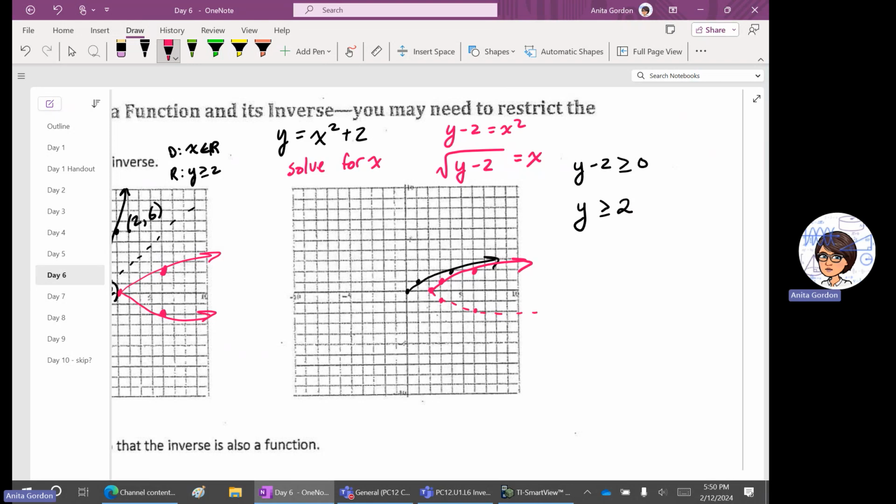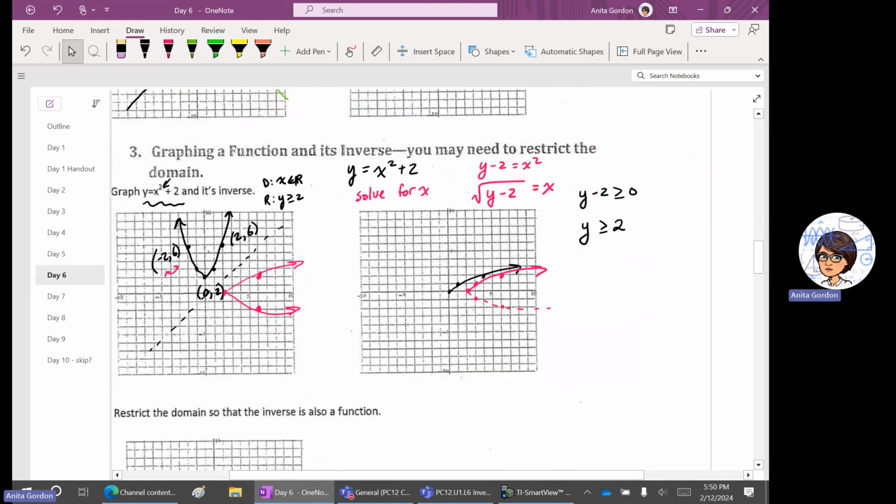Now, I have seen some tutorials on YouTube where they say, take y squared equals x squared plus 2, and then just rewrite it as x equals y squared plus 2, and then solve for y, making it into y equals again. And that's not technically wrong.